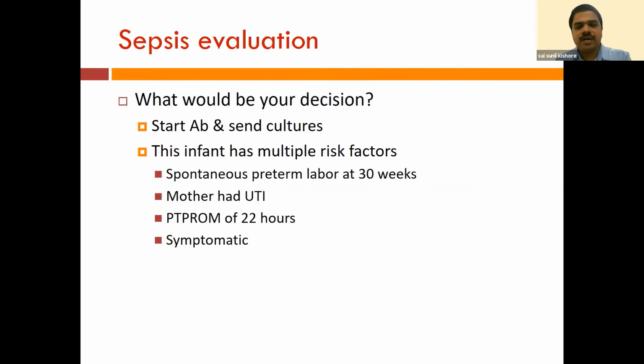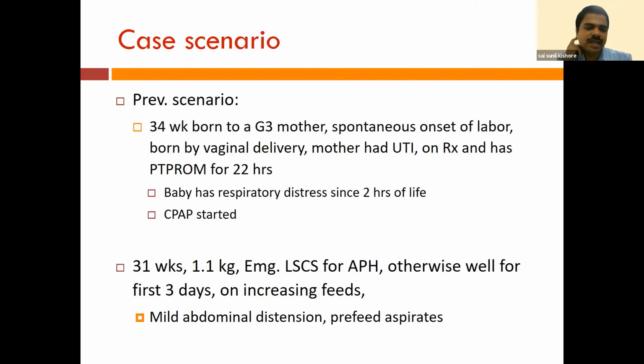In this particular case, what will be the decisions? We need to start antibiotics and send cultures, as this baby has multiple risk factors. As you can see, there is spontaneous preterm onset of labor at 30 weeks, the mother had urinary tract infection, and there was rupture of membranes for almost 22 hours, and the baby is symptomatic. Because of all these things, there is definitely no question of not starting antibiotics. You need to start antibiotics and send the culture. So this is one scenario.